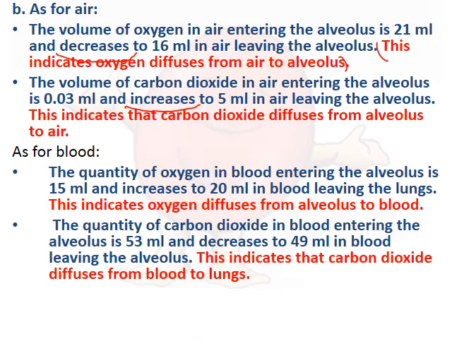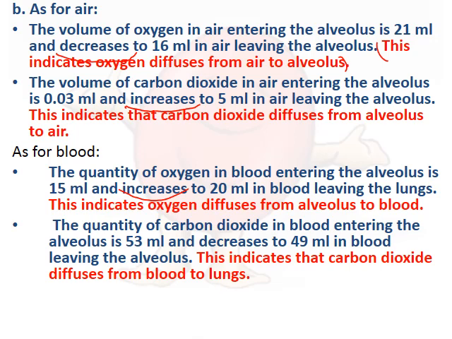As I said, diffusion is from a medium of high concentration to a medium of low concentration. For blood, the quantity of oxygen in the blood entering the alveolus was 15 milliliter and it increases to 20 in blood leaving. What does this indicate? This indicates that oxygen diffuses from a medium of high concentration, which is the alveolus, to a medium of low concentration, which is the blood.